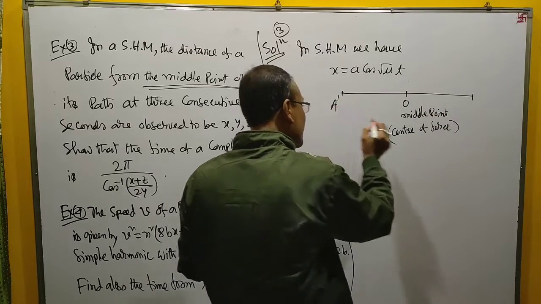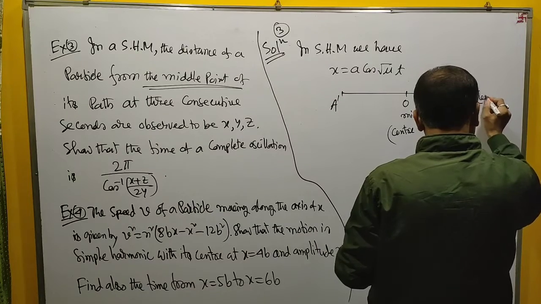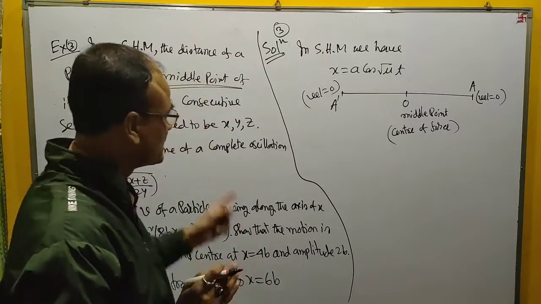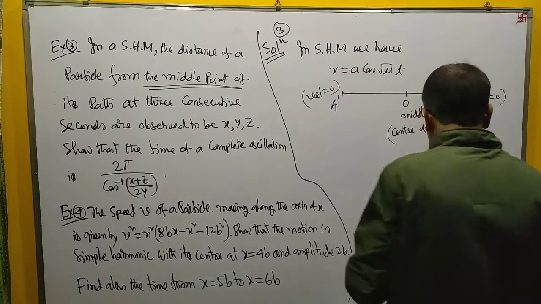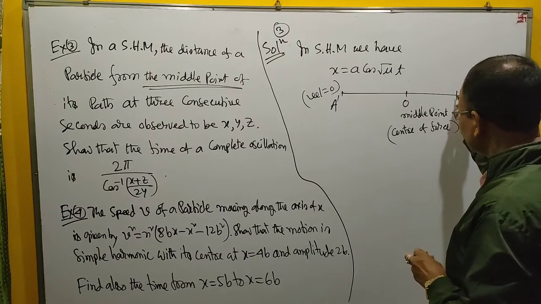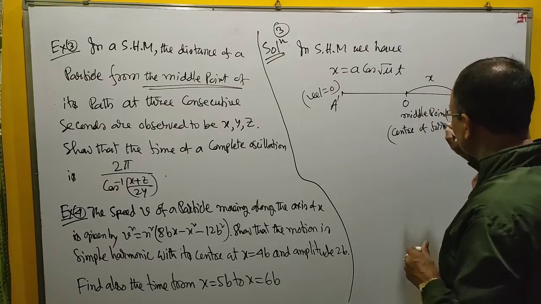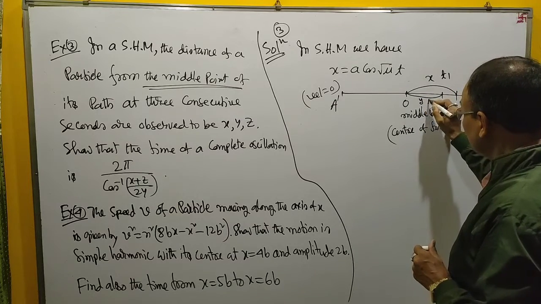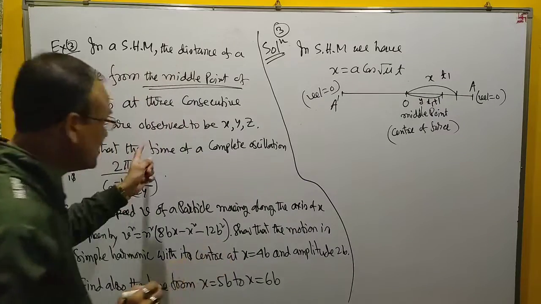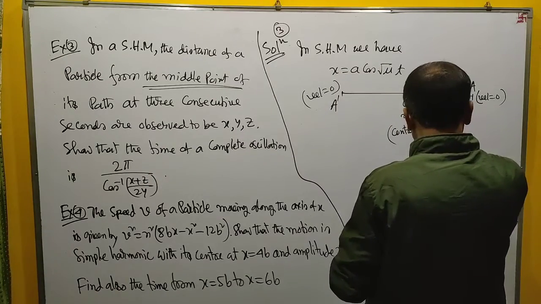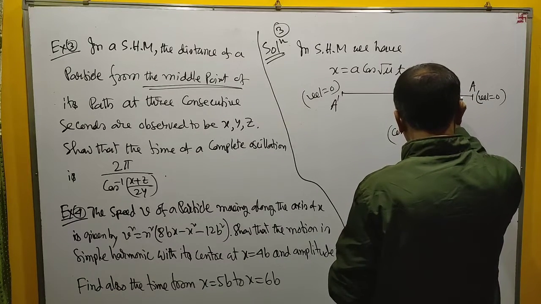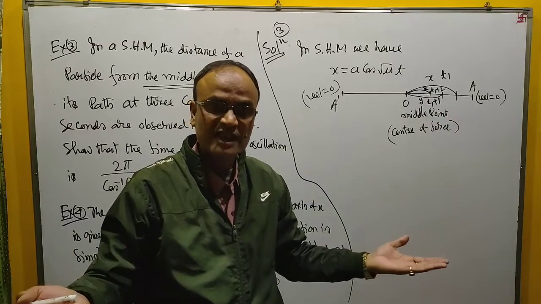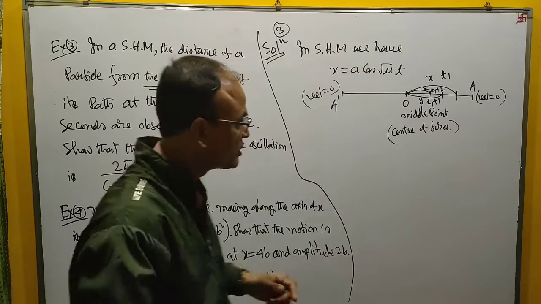Also, at these two positions the velocity should be equal to 0. These two are the positions of rest. Consider 3 consecutive seconds. Suppose at time t1, its distance is x. When its distance is y, the time is t1 plus 1 second. And when it is distance z from the center of force, the time is t1 plus 2 seconds. First t1 second, next second will be t1 plus 1 second. Consecutive seconds are given.